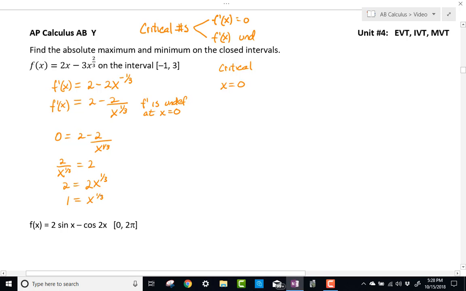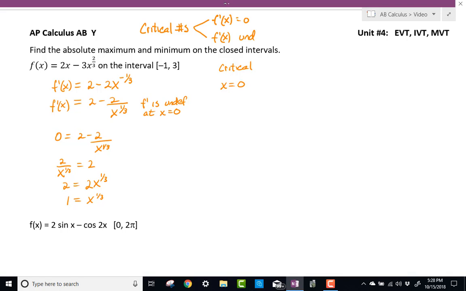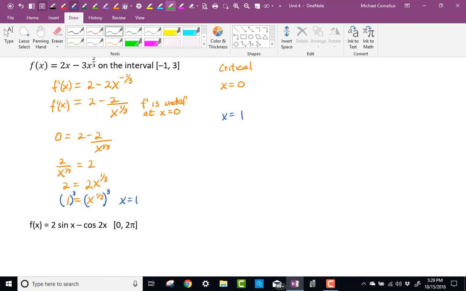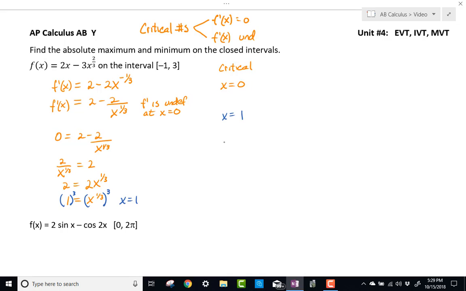And if you raise both sides to the 3rd power, I'm actually going to show it just because it's important that you know this. If I raise this side to the 3rd power, and I raise this side to the 3rd power, why am I using the 3rd power? Because 3 times 1/3 is 1. I get x equals 1. Alright, so there's my second critical value, x equals 1. And then I also need to check my endpoints. So every time we do this, we're going to check not only critical values, but we're going to check endpoints.